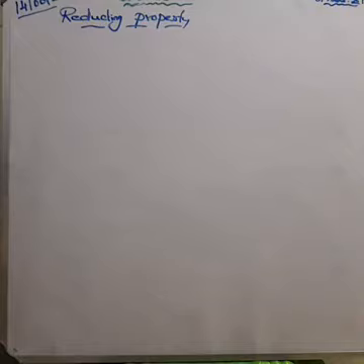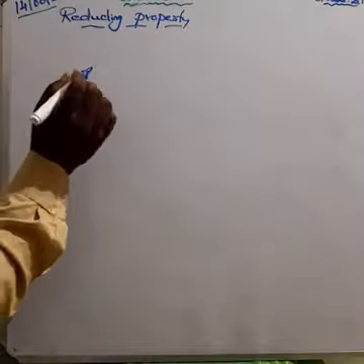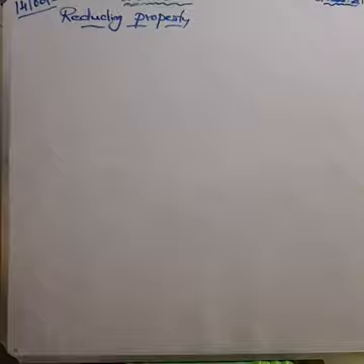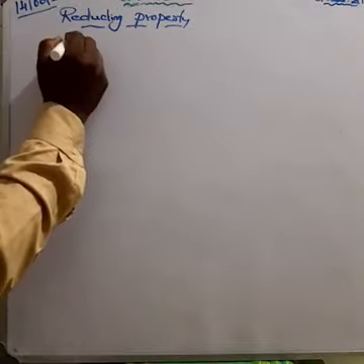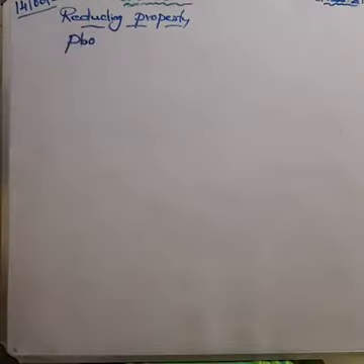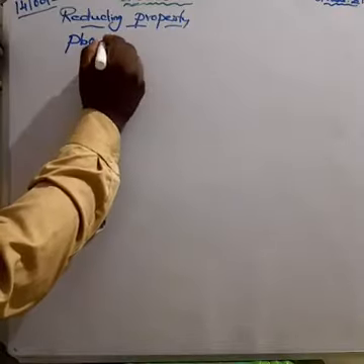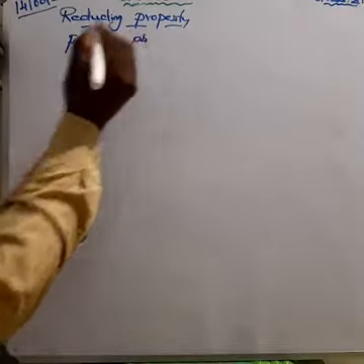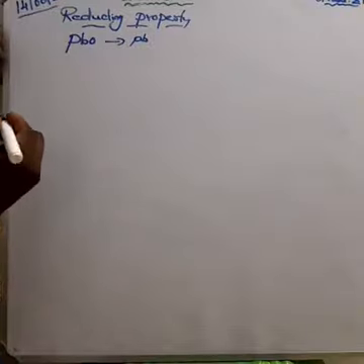Reducing property. Ammonia acts as a reducing agent. We know that ammonia is a good reducing agent. It reduces metal oxide to metal. For example, one of the metal oxides I am taking is PbO, lead oxide. This lead oxide is reduced into lead when we add ammonia.